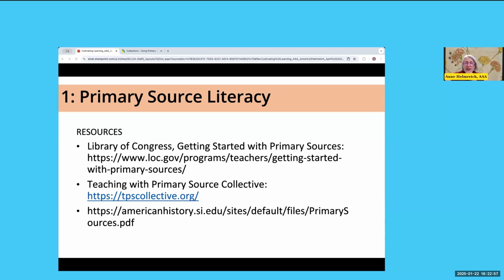I always find it invigorating to dip into that, get some ideas from colleagues, and share ideas there. And I would be remiss not to point out that my colleagues down the road at the American History Museum also have a guide to primary sources. Philippa has put this all in the learning collection, but I wanted to give you some context. Why did I pick out these three? These are my go-tos: colleagues at Smithsonian, Teaching with Primary Source Collective, and Library of Congress. There are plenty of others out there, but these are ones I have found particularly useful.